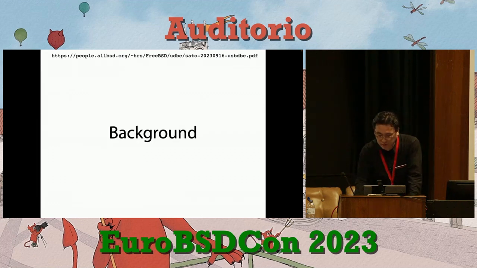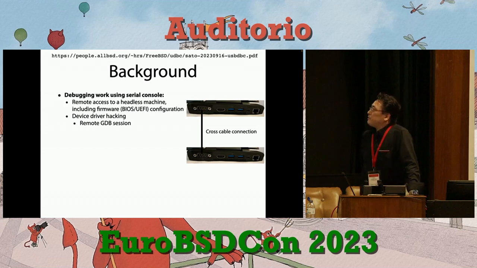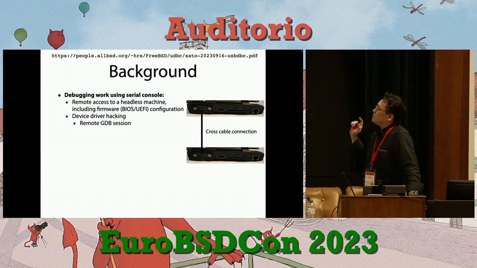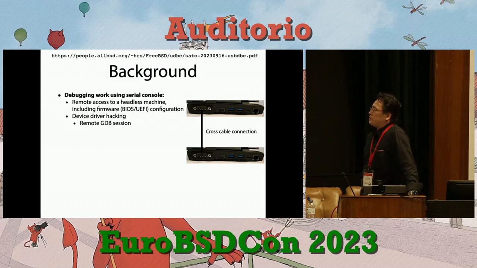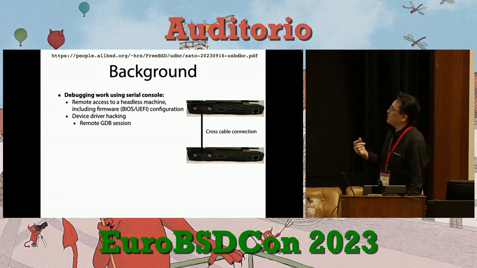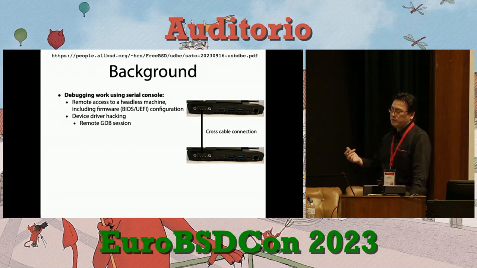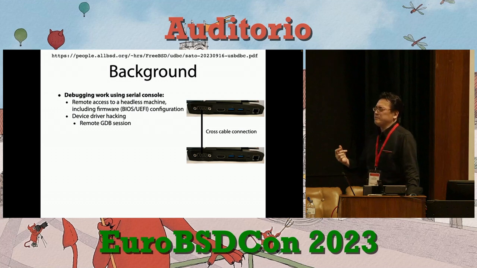So first of all, let me explain the background of this functionality. USB debug is not related to debugging the USB stack itself. The purpose I want to emphasize is that kernel side development of FreeBSD usually requires some way to connect the debug target machine, to get information when the kernel went wrong or unresponsive.